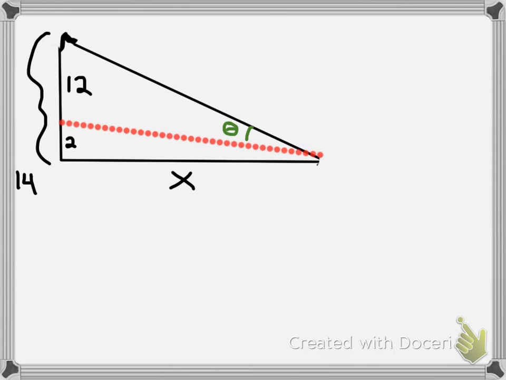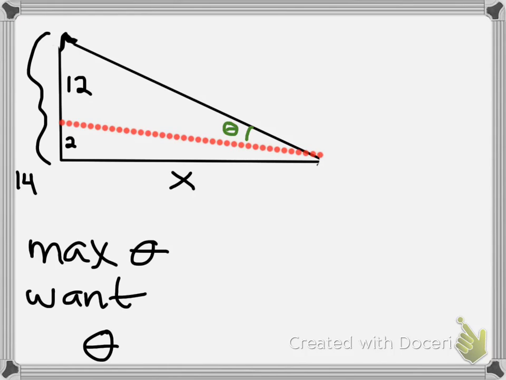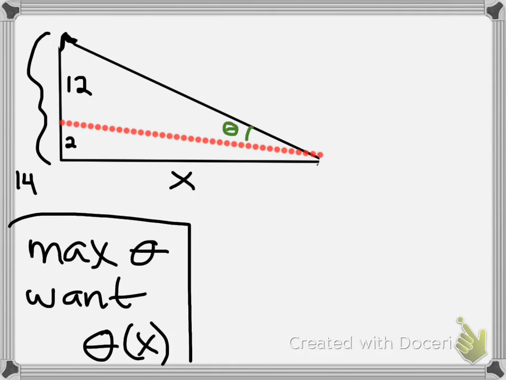There's definitely going to have to be some trig involved to maximize that angle. Because you want to maximize theta, your goal is to get a function of theta in terms of x, because that'll then be the function that you'll take the derivative of, set equal to 0 to find the critical points, and so on. So this is just a reminder here on the side, that's what we want.